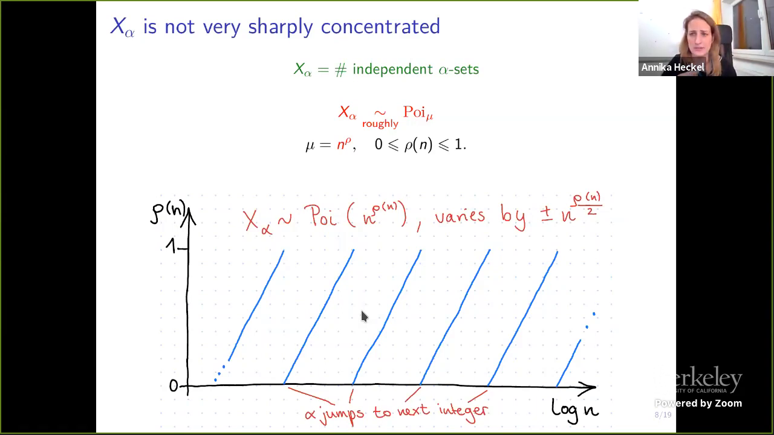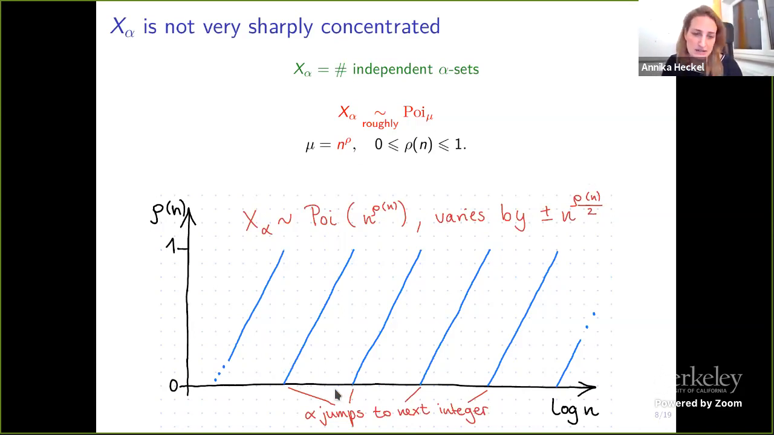Okay, where am I going with this? Now we know the number of alpha sets is Poisson distributed with this mean. And we know that a Poisson random variable is not very sharply concentrated. It varies by about the root of the mean, n to the rho over 2.